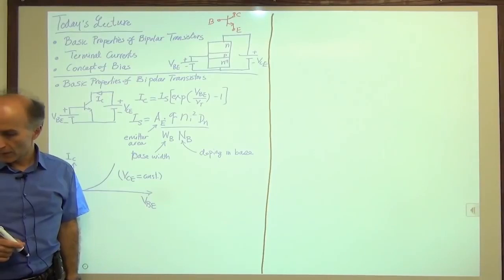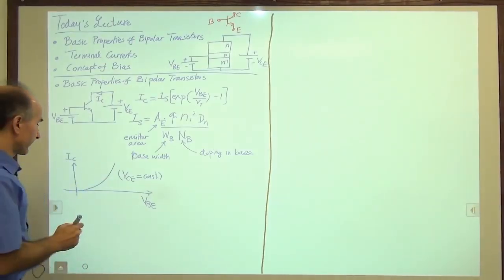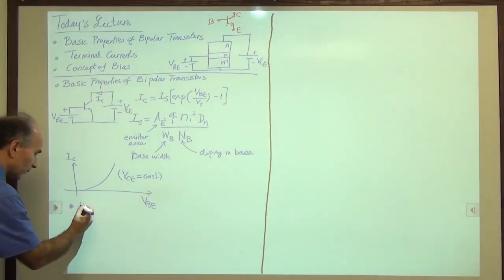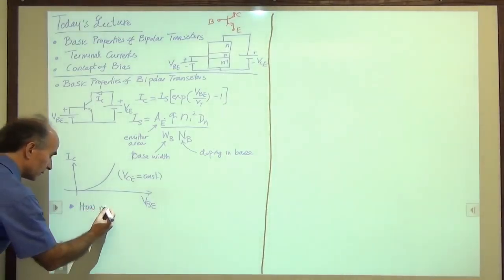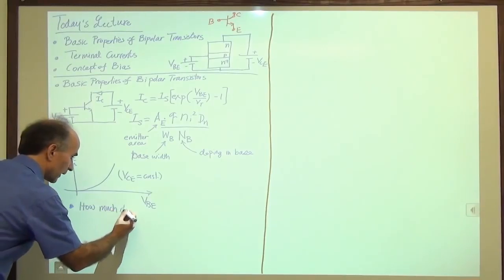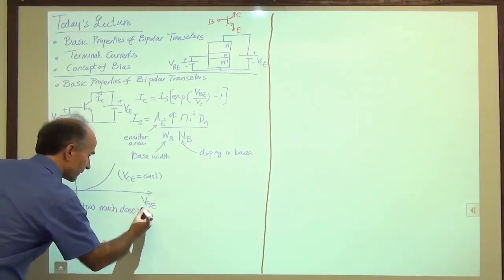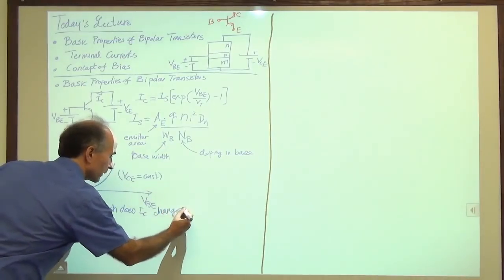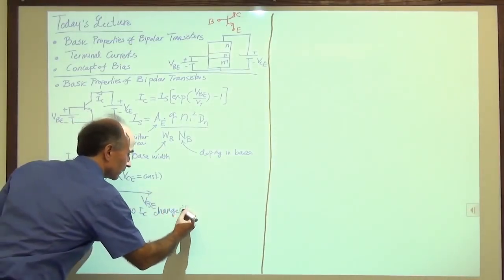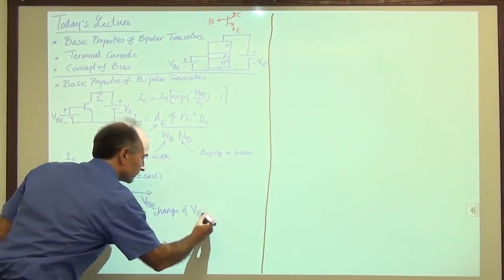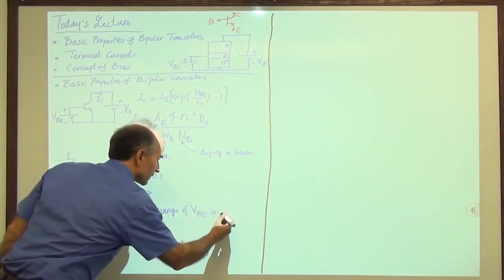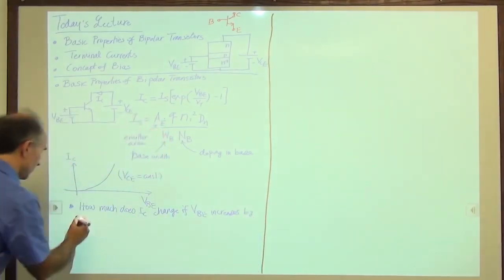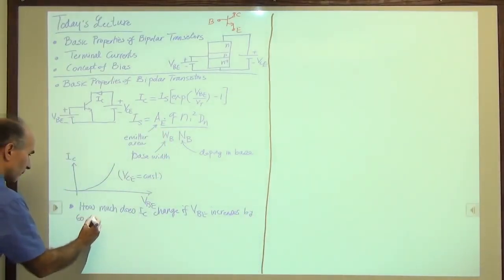All right, so let's look at a few interesting points. How much does IC change if VBE increases by 60 millivolts?